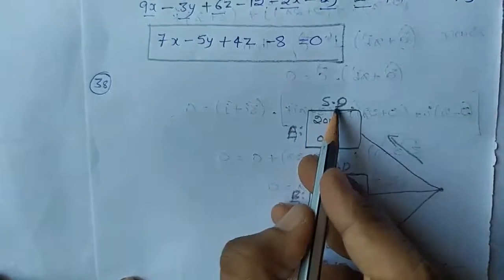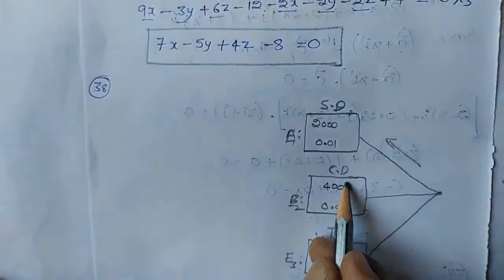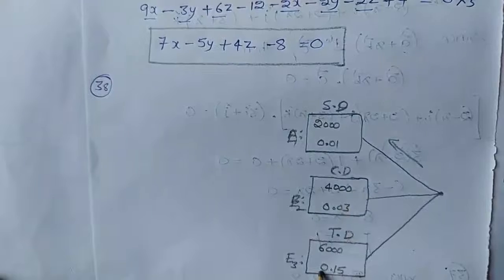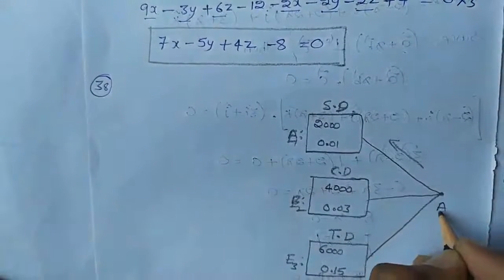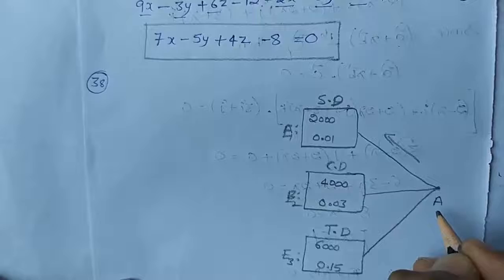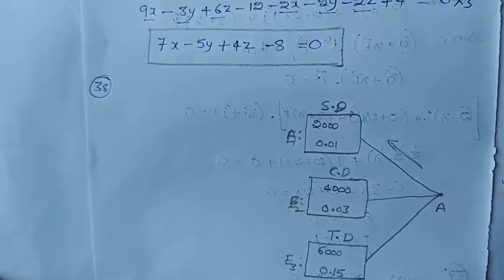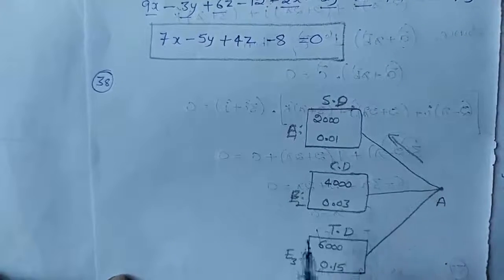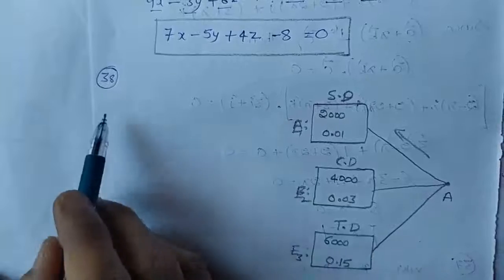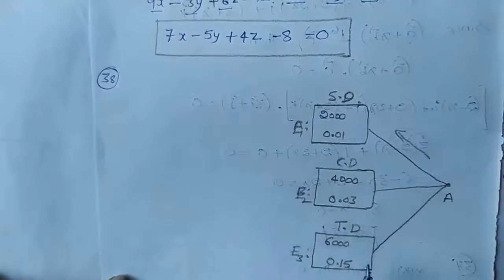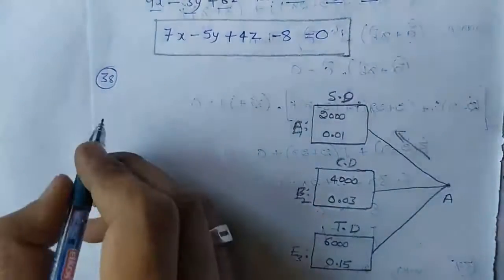E1 event is selection of scooter drivers, E2 selection of car drivers, E3 selection of truck drivers. It is the event A. One of the insured person meets with an accident. Now before that, it is the analyzation of the given question. You just read the question properly, you came to understand the analyzation.